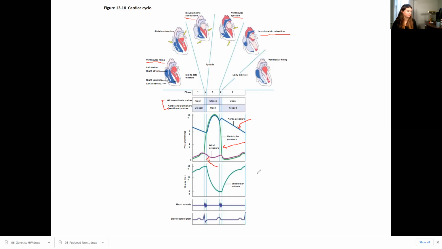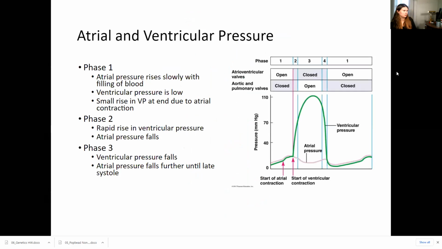We'll step through it. Here we see ventricular volume, heart sounds we'll get to at the end of next time, probably. And here's our electrocardiogram at the bottom. So we can see how that links up with these phases as well.